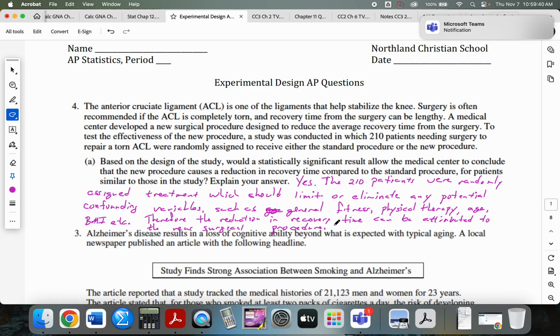Okay, so these are all examples of confounding variables or potentially confounding variables. So we try to control for those by randomization. It helps me get rid of all those. All right.